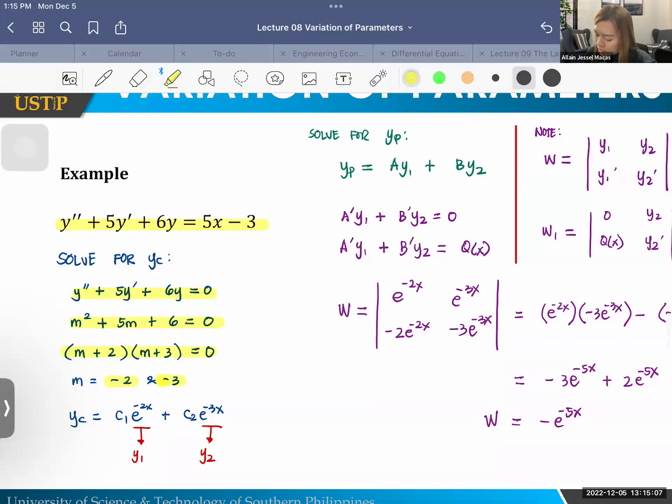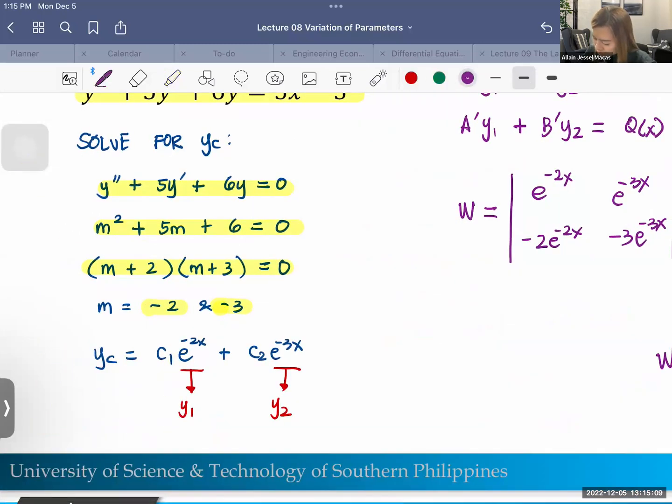Dili ba mo-come in class, kato ato ang form? Kato ato ang form nga yc is equal to C1 y1 plus C2 y2. Gamiton man na itong y1 o y2, okay? That's why, pwede na siya ma-interchange. Kung e to the -3x ang y1, okay ra man. But just be consistent all throughout your solution. Once mo-set na mong y1, mao na dyan na siya until the end. Okay, so in this case, atong y1 class is e to the -2x.